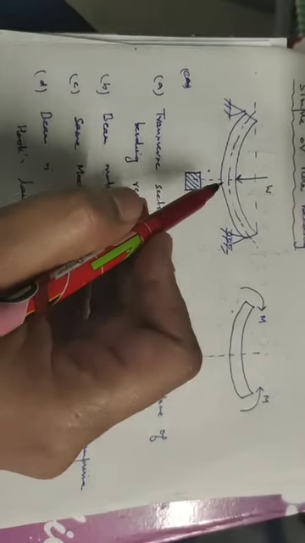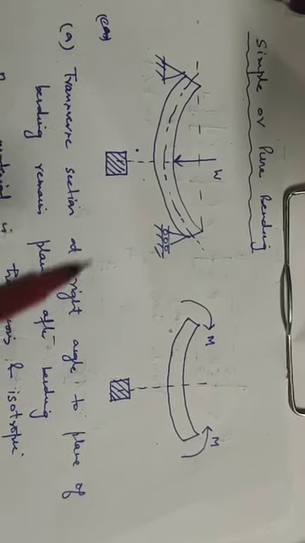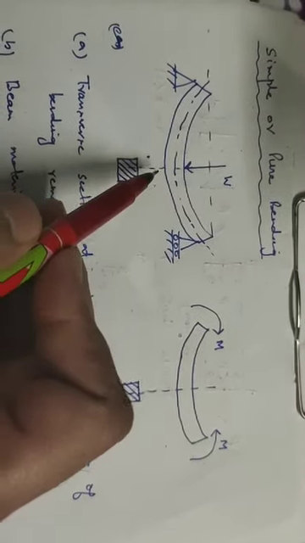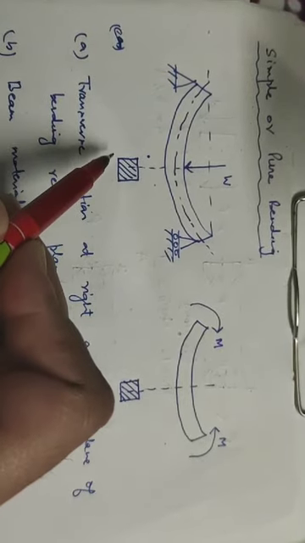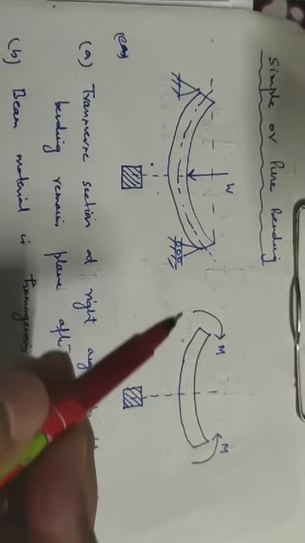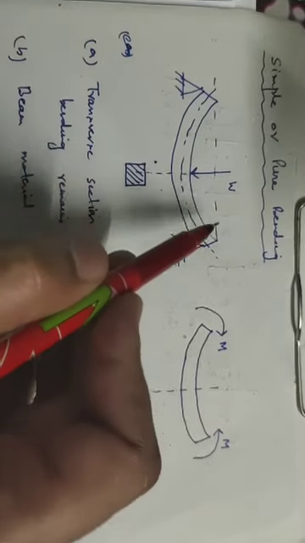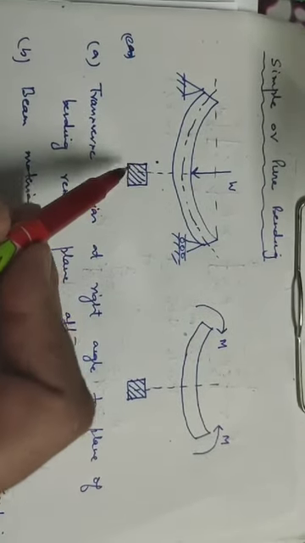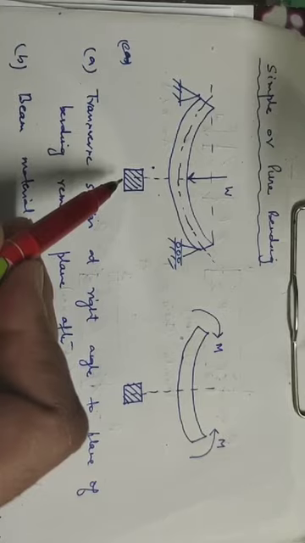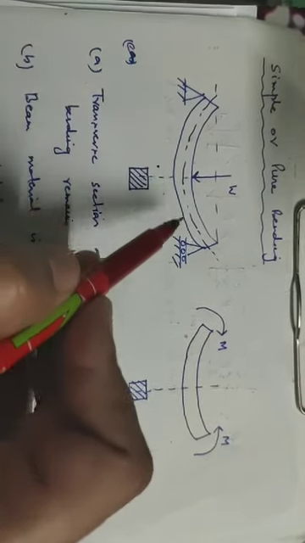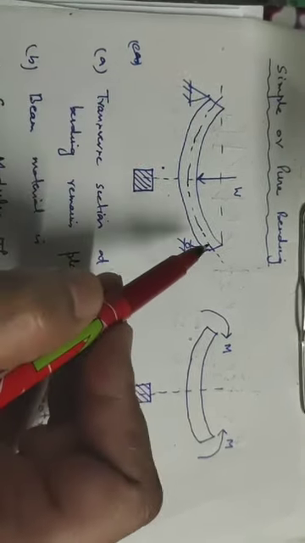So the main assumption of simple or pure bending is that the transverse section of the beam, this section of the beam, at right angle to the plane of bending, remains plane after bending. यानी कि ये जो आपकी सेक्शन है जहां बेंडिंग हो रही है, अगर ये सेक्शन बेंडिंग से पहले प्लेन है, this is the cross section area, तो बेंडिंग से पहले और बेंडिंग के बाद, this cross section area remains same. Second assumption is that the material of the beam is homogeneous and isotropic.